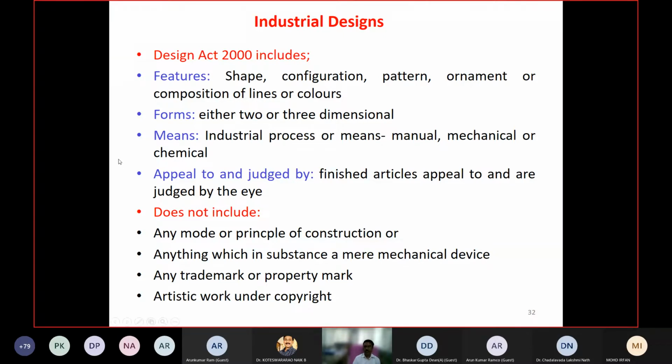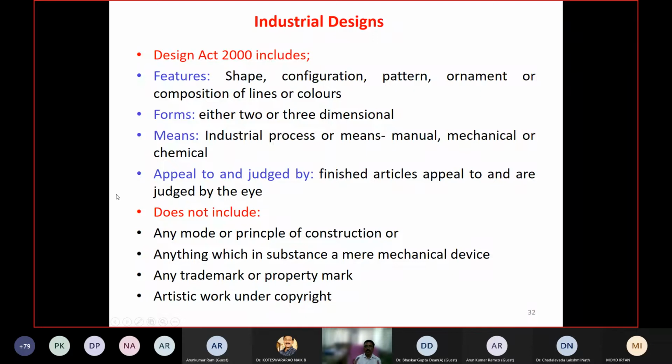A design, whether in two-dimensional form or three-dimensional form, both are protected. And then whether an industrial process is adopted for making this design. I'm talking about the means of production of these industrial designs, either through a machine-based industrial process, or manually, or mechanically, or chemically. 3D printing now happens. Even sitting in your room, you can do 3D printing with minimum equipment, using various chemicals and things. So that can also be protected.